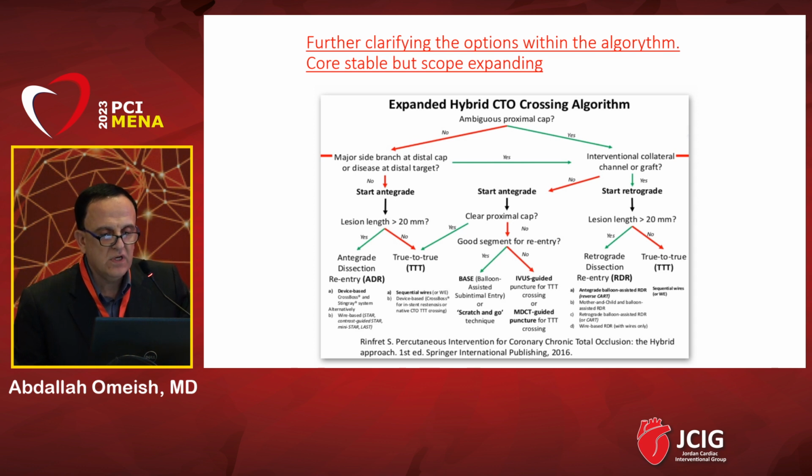Further clarifying the options within the hybrid algorithm, the core in this is stable, but the scope is expanding. We can see that in some patients in the middle of the slide, these patients do not qualify for an antegrade. At the same time, they don't have good interventional collaterals. So we have to start the antegrade and try to do antegrade dissection reentry, whether IVUS controlled or by knuckling.